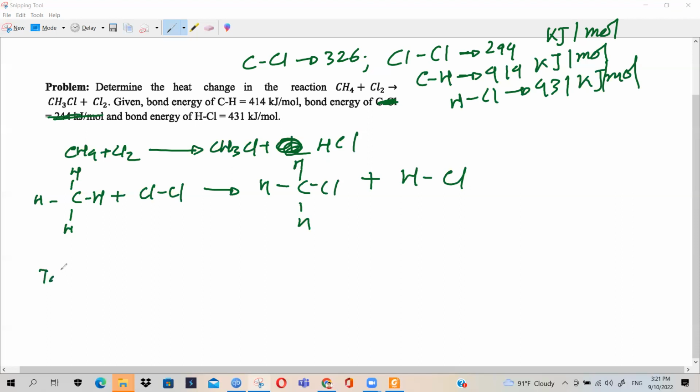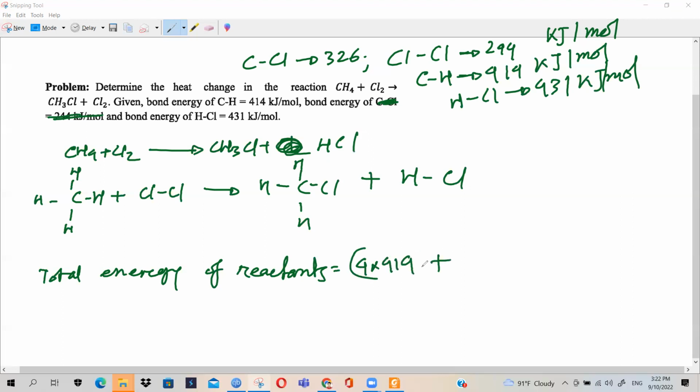So total energy of reactants equals 4 multiplied by 414 plus Cl–Cl, which is 244, where CH is 414. Tell me the value of this. What will be the value of this?